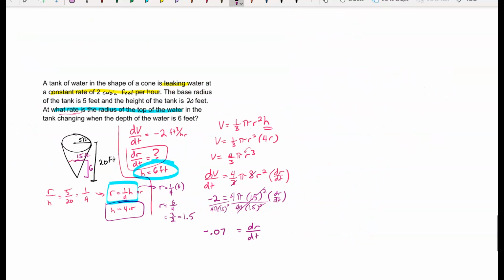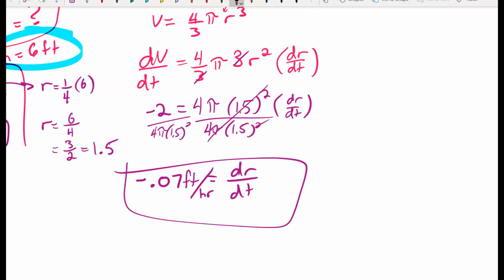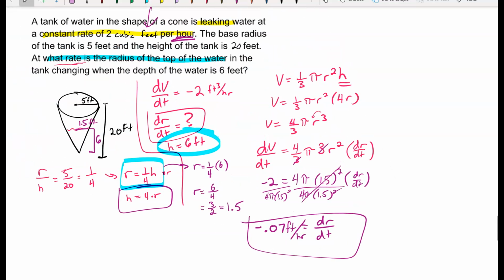I'm going to go back. I know everything's measured in feet. I didn't try to trick you with the units. And my time interval here is hours. So negative 0.07 feet per hour is how fast the radius of the top of the water is decreasing here.